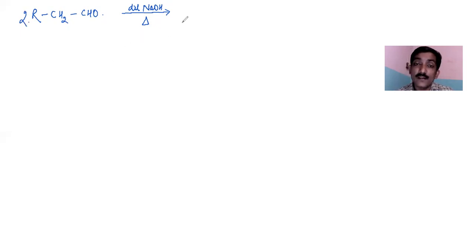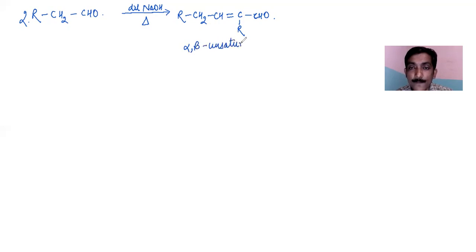Then in this reaction, what do we find as a product? As a product, we find RCH2CH=CR-CHO. This carbonyl carbon is directly bonded to this carbon, so this carbon will be considered as alpha, and this one the beta. So as a product we have alpha beta unsaturated aldehyde.